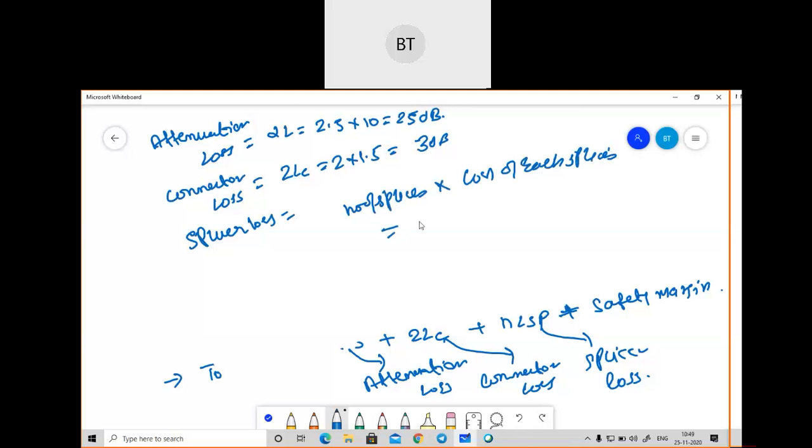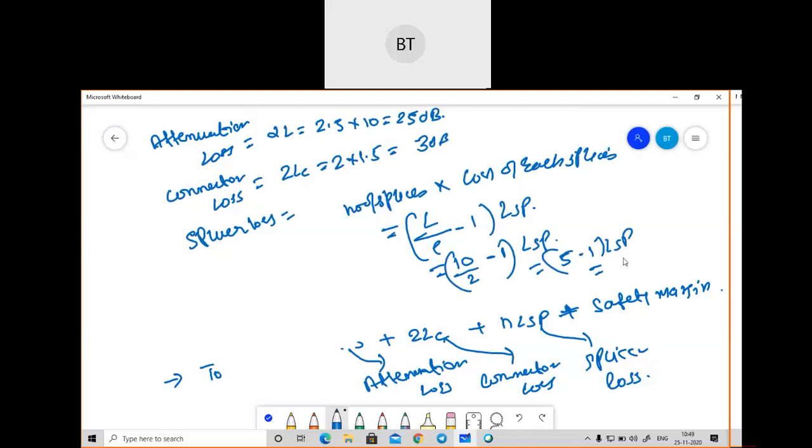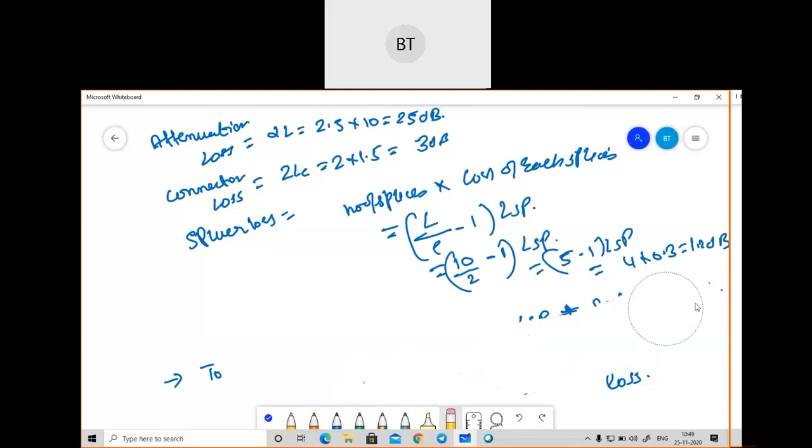So what I can write, L by small l minus 1 into LSP. So I can write here 10 by 2 minus 1 into LSP. So I can write here 5 minus 1 into LSP, that is 4 into 0.3, that is 1.2 dB. So what I have calculated, that is our splicer loss. I have already told you how to calculate it. And what is the safety margin which is given to us? So safety margin is given as 6 dB.